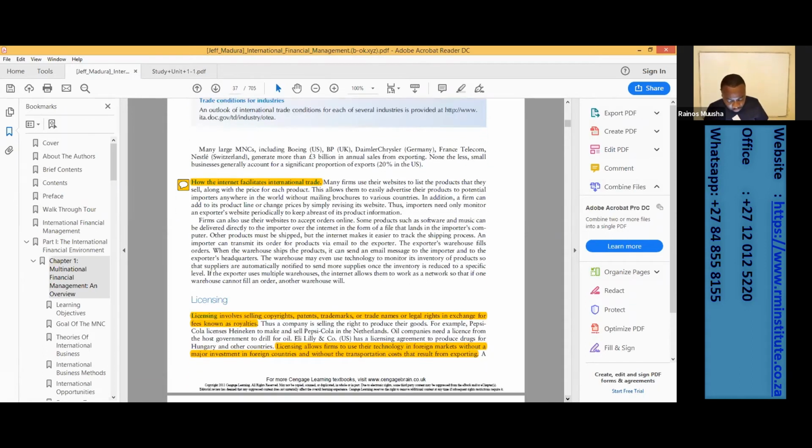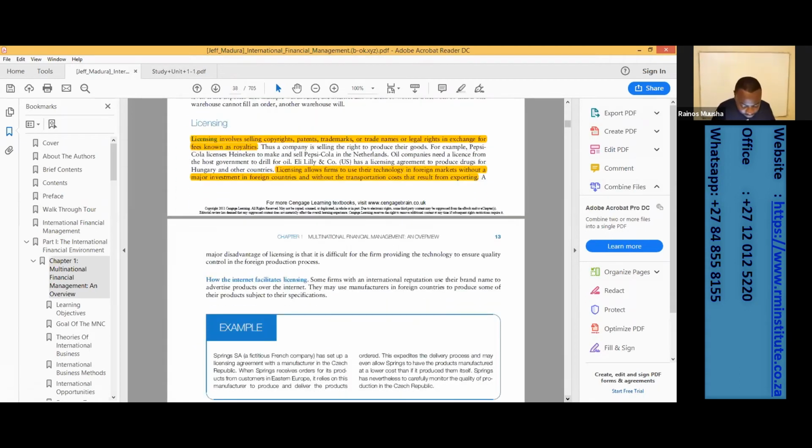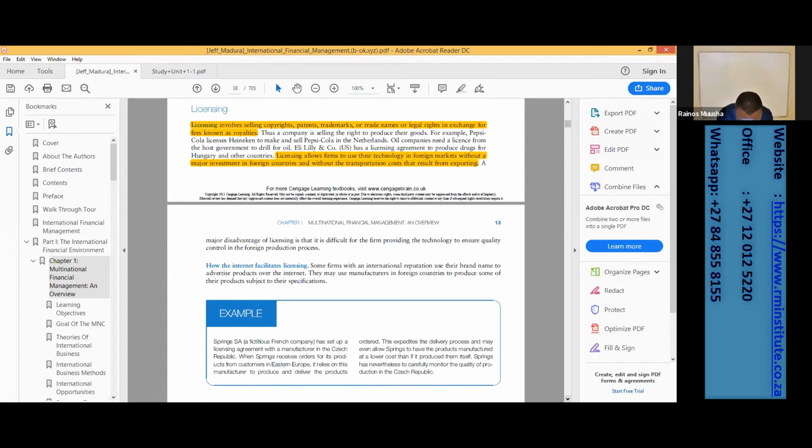Next, we look at licensing, and with licensing, they say it involves selling copyrights, patents, trademarks, and trade names or legal rights in exchange for fees known as royalties. Then if you go to line number 5, they say licensing allows firms to use their technology in foreign markets without a major investment in foreign countries, and without the transportation cost that results from exporting as well.